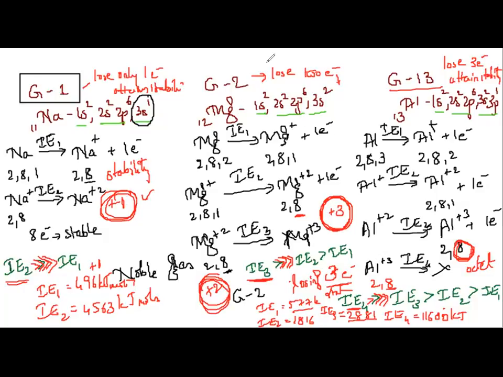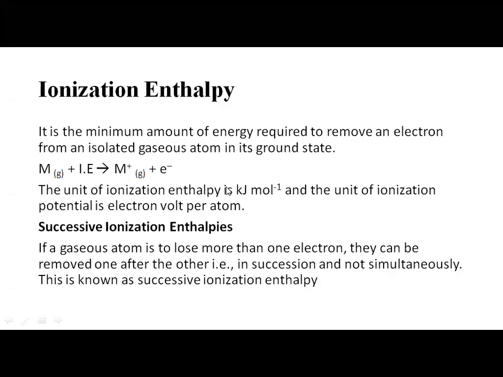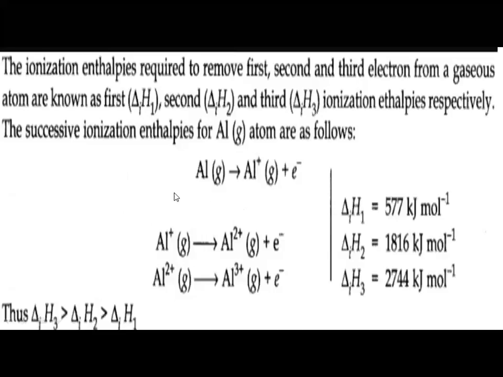Yes, so this is about the ionization enthalpy of various elements. Okay, so here you can see I have taken the same example. See, fourth, it is 11,600. So aluminium can form a tri-positive cation only.